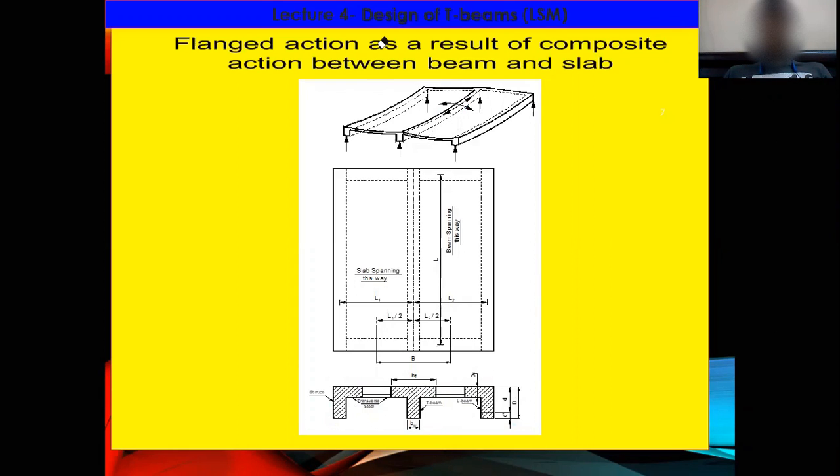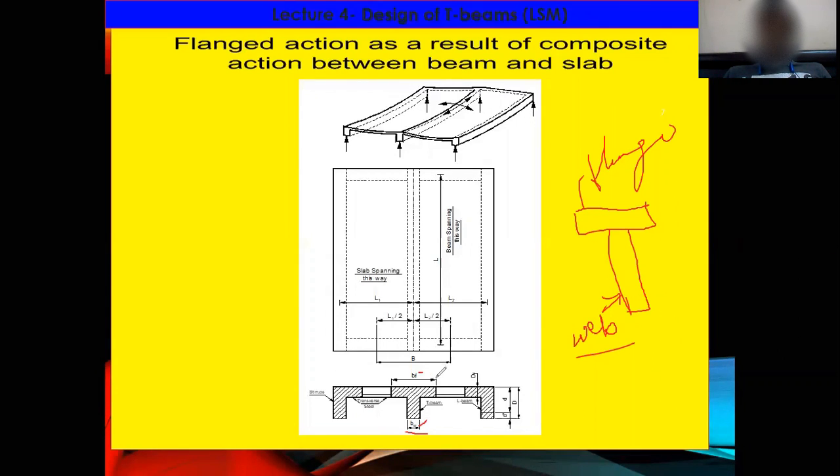And this is called BW, that means width of the web. This will be called in the T section. Generally, these are the component parts of the T section. This is called the flange, and this is called the web. So BW is nothing but width of the web.